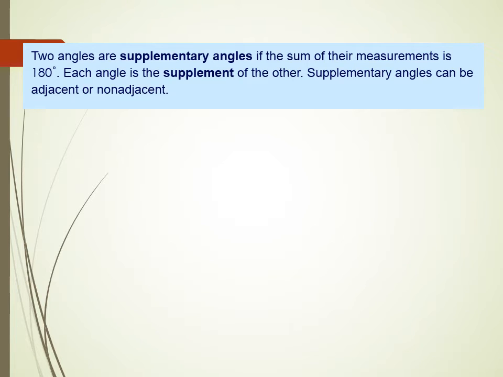Supplementary angles. Supplementary angles, just like complementary angles, have to have two angles. Their sum adds up to equal 180 degrees. So a straight angle, even though it equals 180, is not supplementary. You have to have two angles. A straight angle is single. So two angles that add up to equal 180. And again, they do not have to be adjacent.